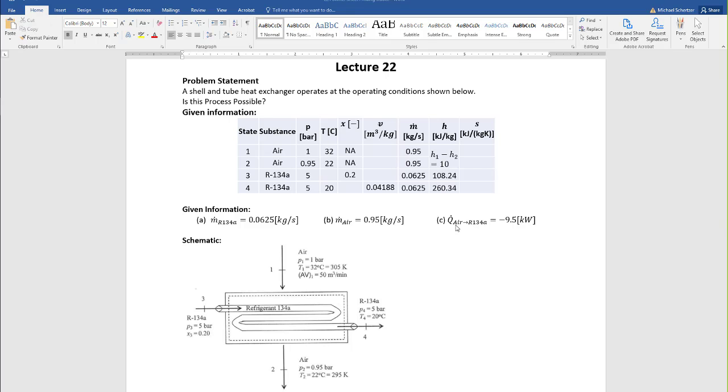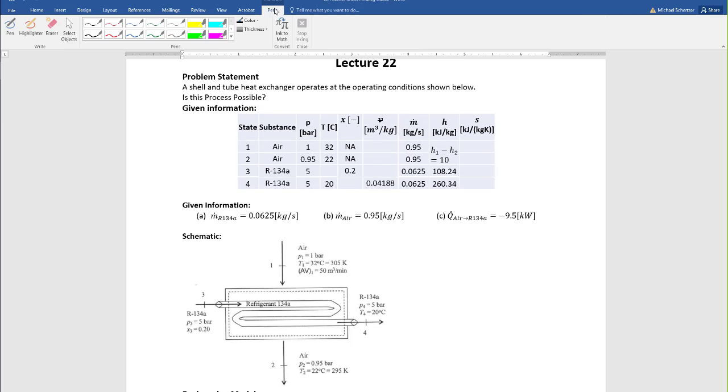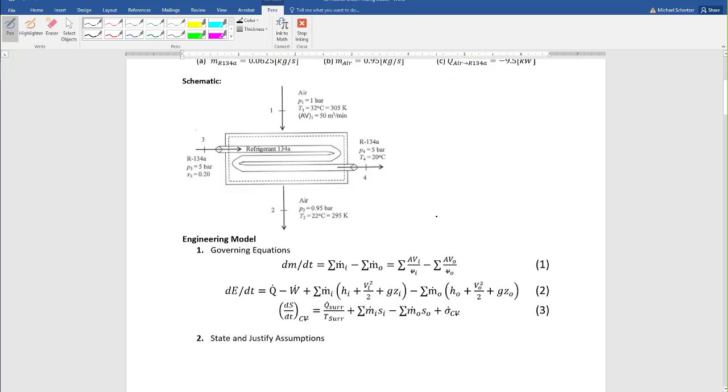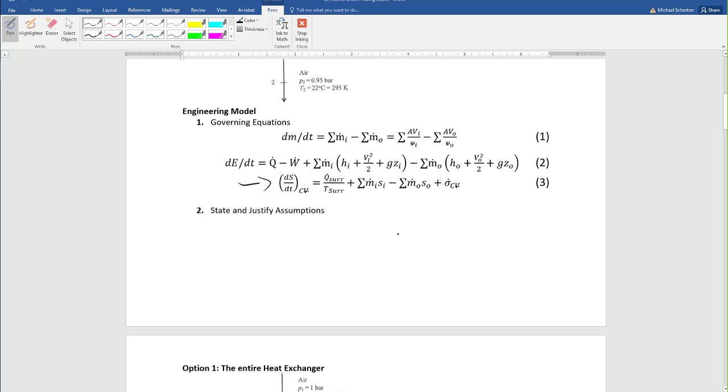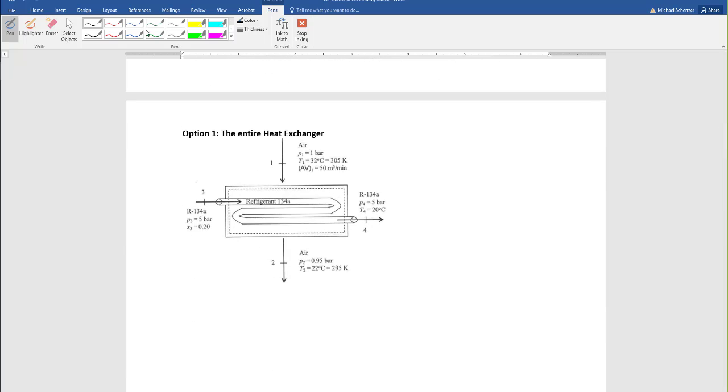So the air here is losing heat, right? That makes sense because its temperature is going down. But then the heat that's going into the refrigerant must be this same magnitude, but the opposite sign, if we assume that the system is adiabatic, that it's not losing any heat to the atmosphere. So I've got the same equations, but today we're going to be focusing mostly on this second law analysis. Just like when I do conservation of energy, I've got some choices for my control volume.